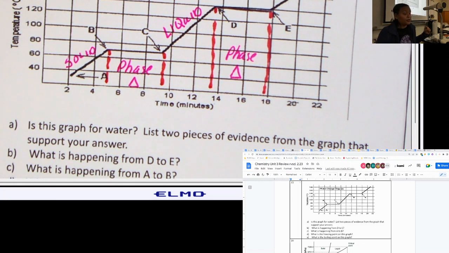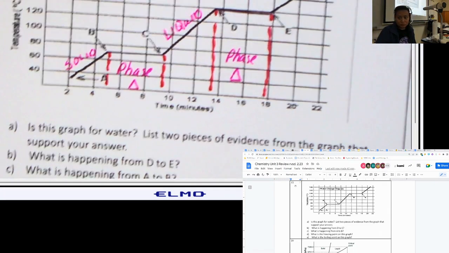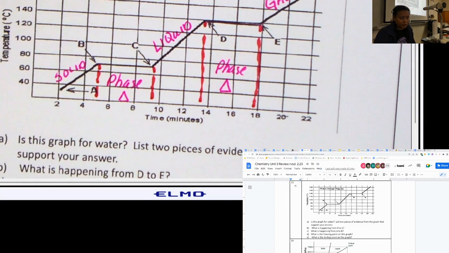About 70. So you would write something like, the freezing point of water is 0 degrees, but the freezing point on this graph is 70 degrees. That's your first piece of evidence. Other piece of evidence: the boiling point of water is 100 degrees, and on this graph, the boiling point is 140. Those are your two reasons why this is not water. Go ahead and write your answer.